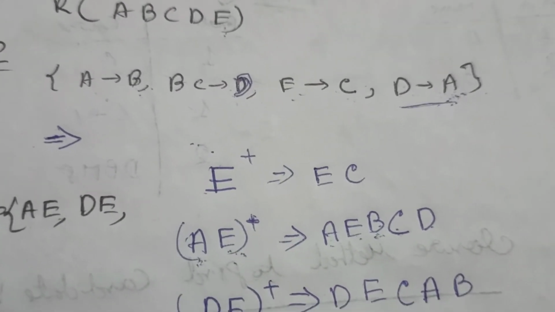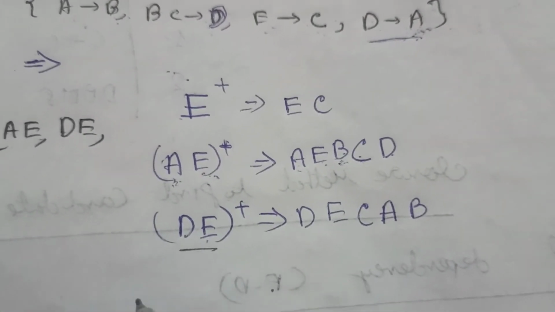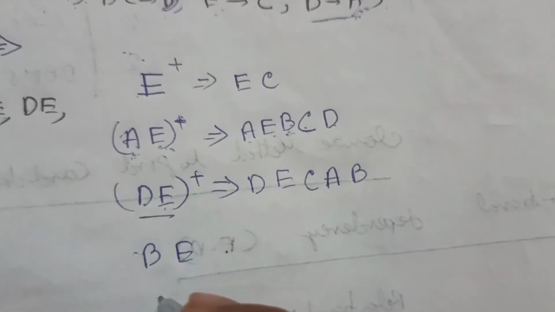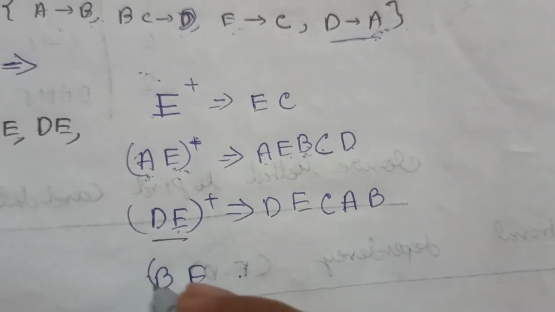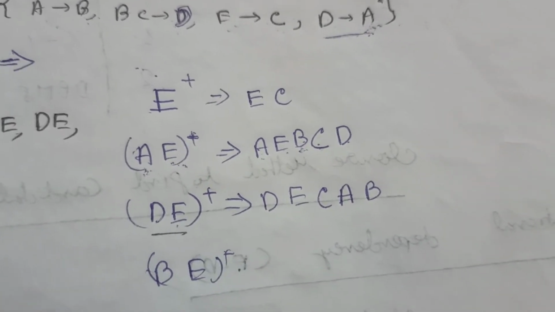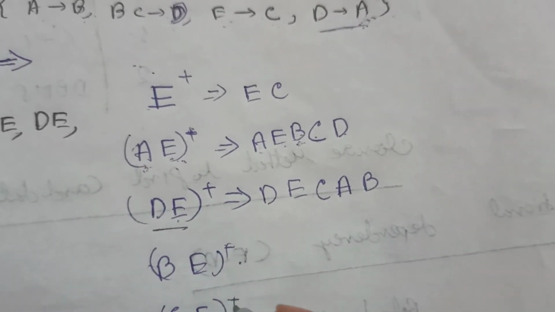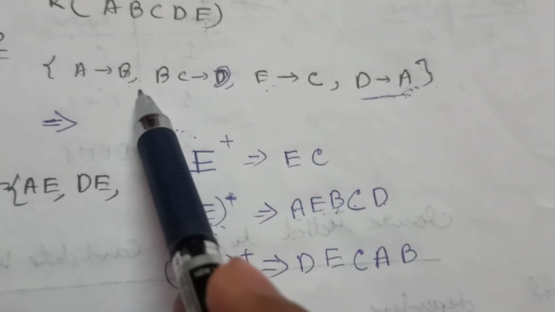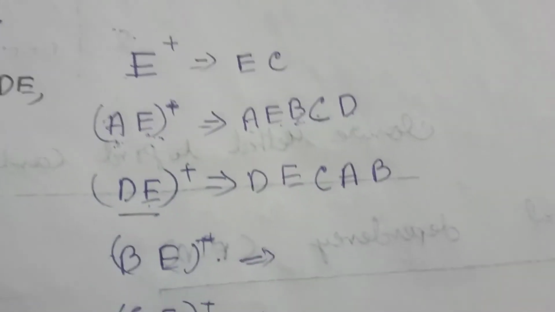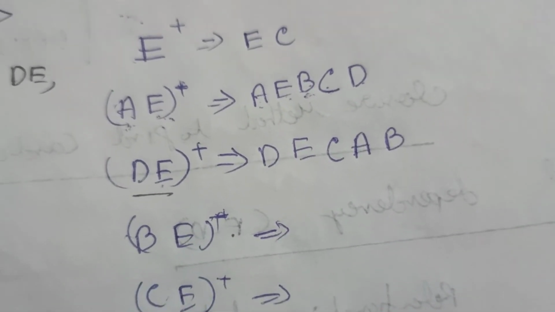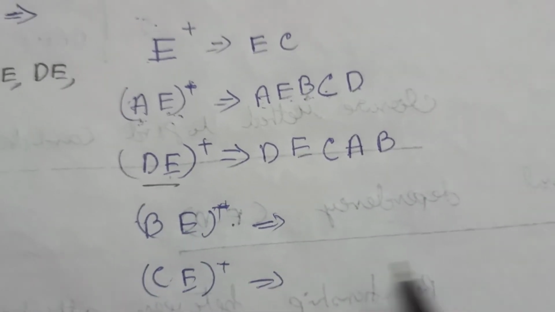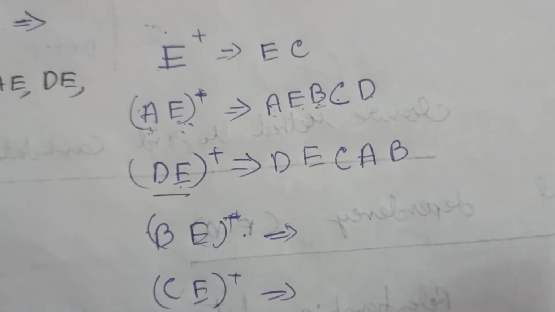So B and C can determine D. Okay, so there are two more options we have, that is BE and CE. What we have done is we are replacing D with B and C, since these two together determine D. So we have written two more possible candidate keys, and we will check if they are actually candidate keys or not. At least one of them will be a candidate key for sure.